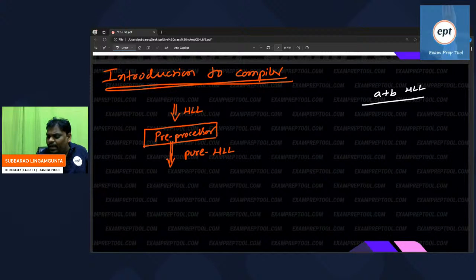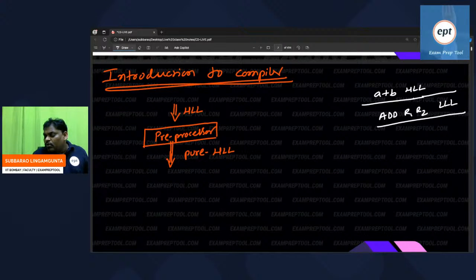Then what is the low level language, sir? This is the low level language: Add R1, R2. A plus B is the high level language, Add R1, R2 is the low level language. Some people are asking, what is the meaning of pure high level language? In the high level language, shortcuts may be there. In pure high level language, no shortcuts.